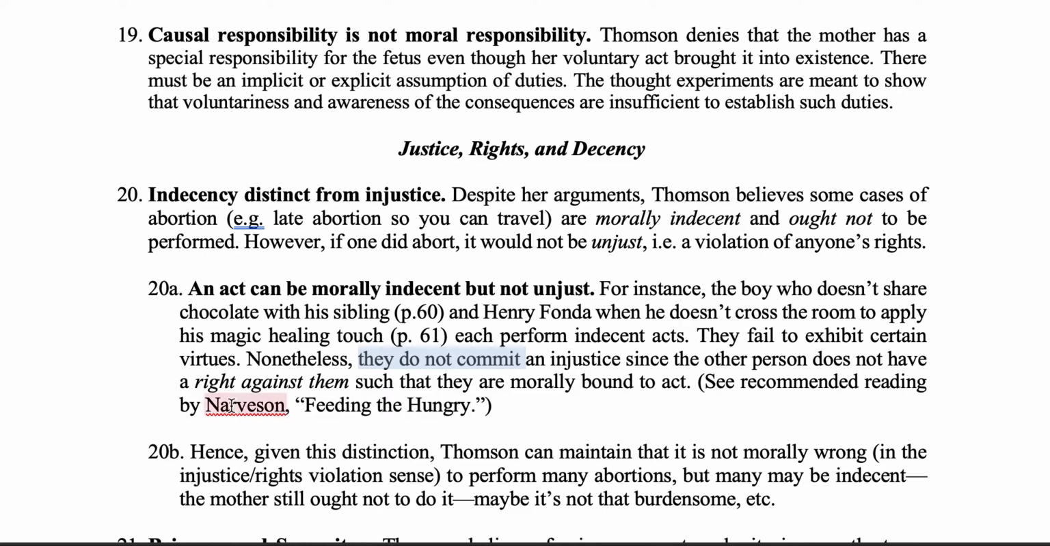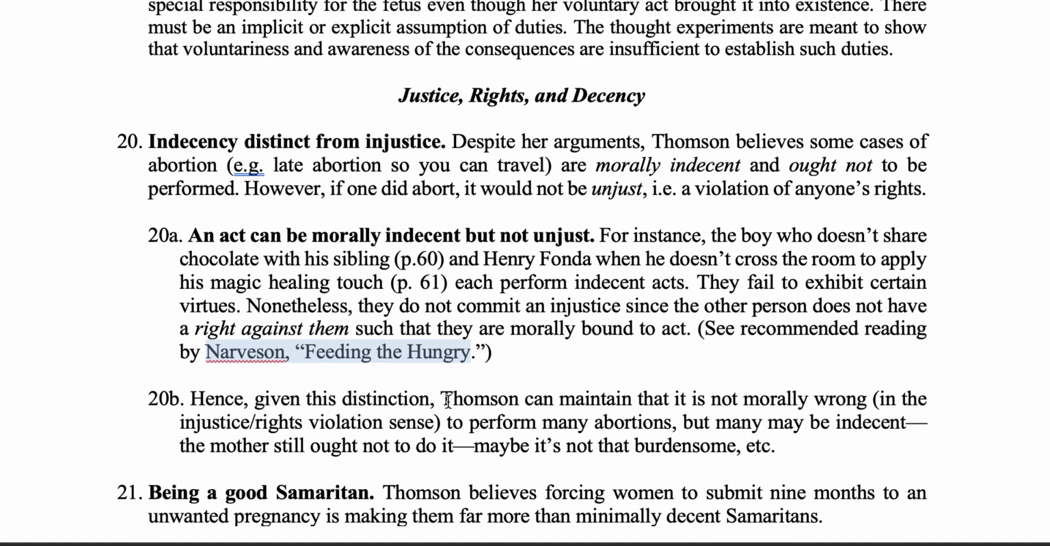This is from another class I have, but if you're interested, I have this paper called Feeding the Hungry, where the author argues that this is wrong, that you do have a right to help other people when in need, to save their life and so on. So if you're interested, I can send you that as well.